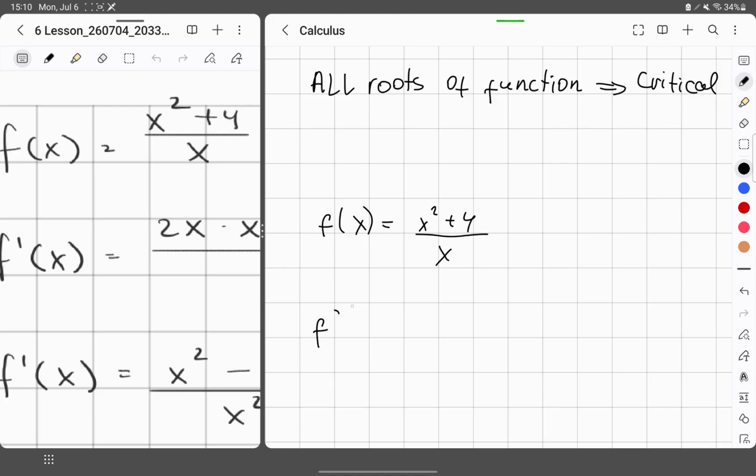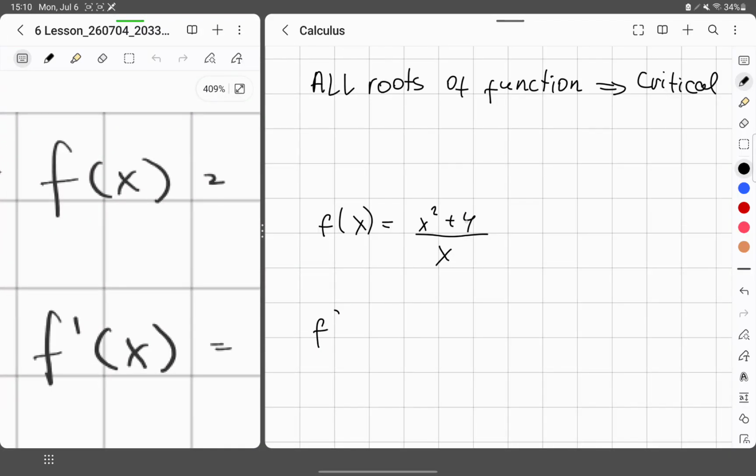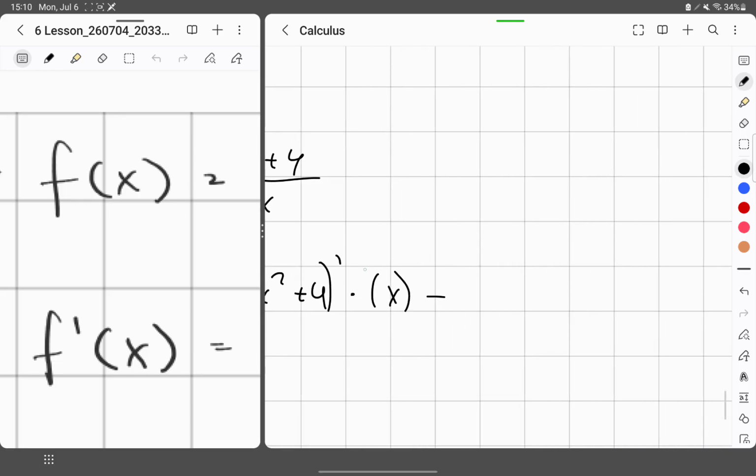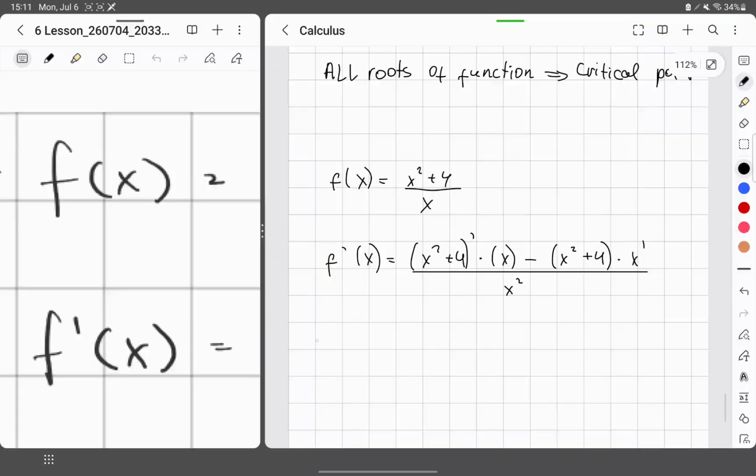Okay, (x squared plus 4) over x. We need to find the derivative of that function. The derivative rule is like this: the derivative of (x squared plus 4) times x, minus (x squared plus 4) times the derivative of x, all over x squared. That is our formula, and let's simplify it.